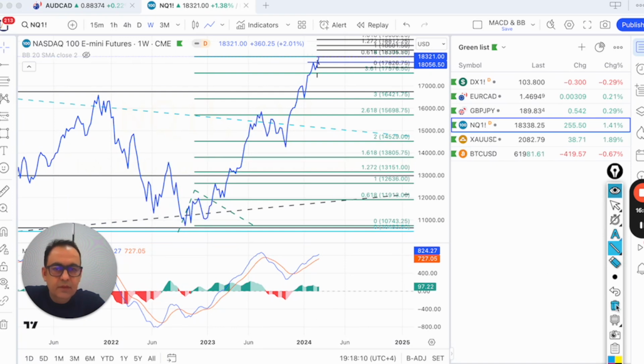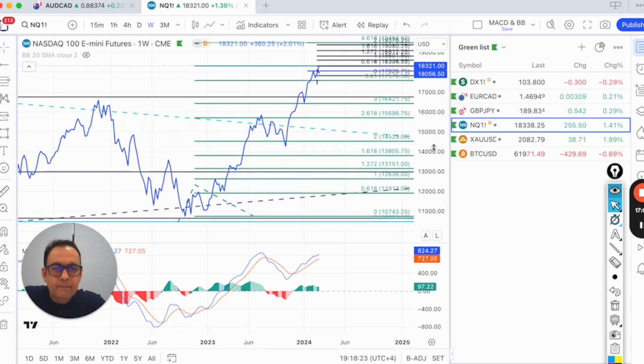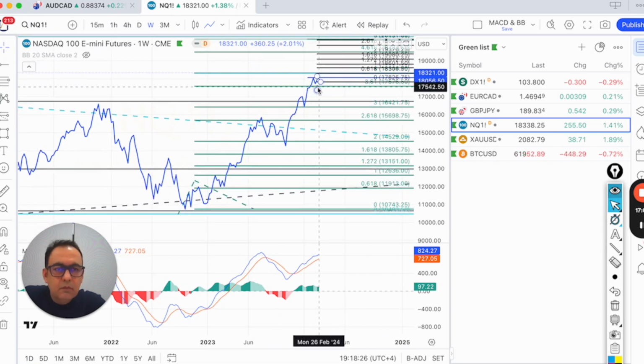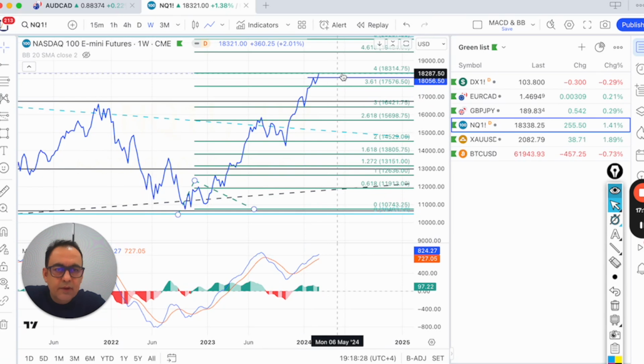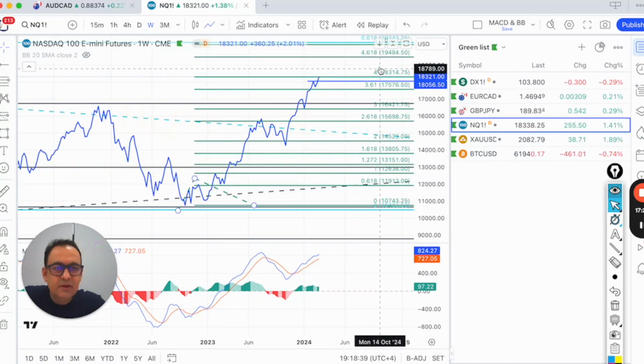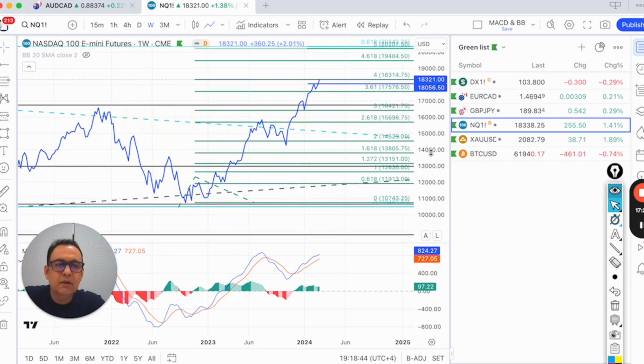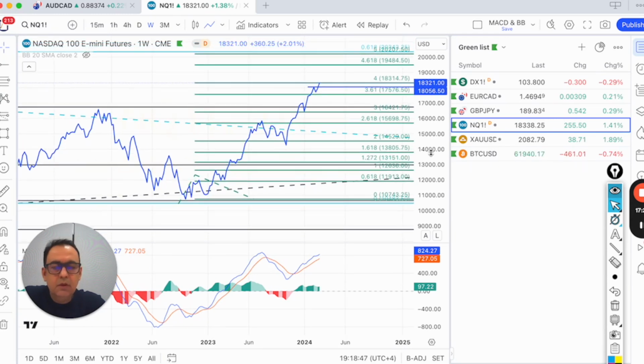Now I've applied a Fib extension starting from the first bullish wave up and the corrective wave down. Right now we are sitting at the Fibonacci extension of 400%, that is around 18,314, and once this level is crossed, the next extension level is 19,484, and I have also marked a long-term bullish cycle.